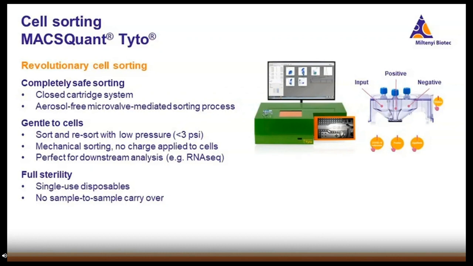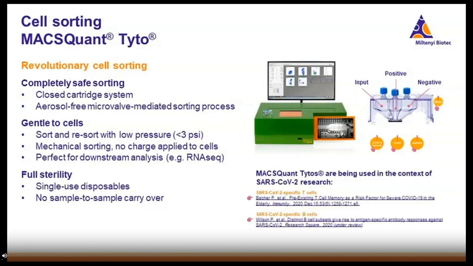So here the Tyto is already part of several clinical studies involving, for example, engineered immune cells or also CAR T cells. And another key advantage of the Tyto is its small size, like all of our MACSQuant analyzers. And this actually makes it possible to directly place them, for example, in a flow cabinet. And let me just briefly point out that several Tytos are also being used in the context of SARS-CoV-2 research already. So here, for example, for the isolation of SARS-CoV-2 specific T cells, also SARS-CoV-2 specific B cells.